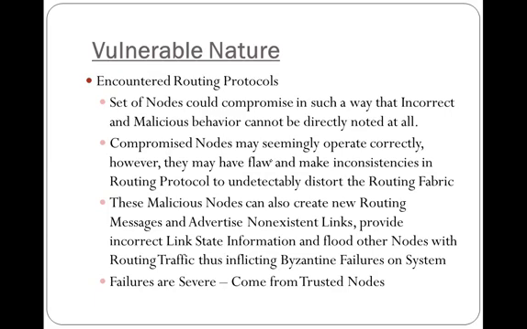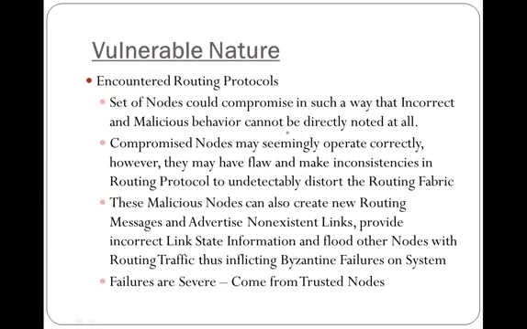Here, the first point concerns the routing protocol, where a set of nodes could be compromised in such a way that incorrect and malicious behavior can't be directly noted at all. So you may have to give some extra responsibility to the routing protocol as well as to the nodes, so that they can identify who is actually malfunctioning inside that network.